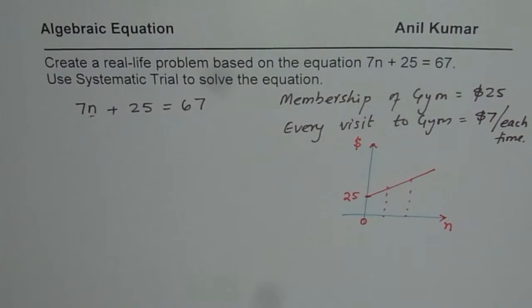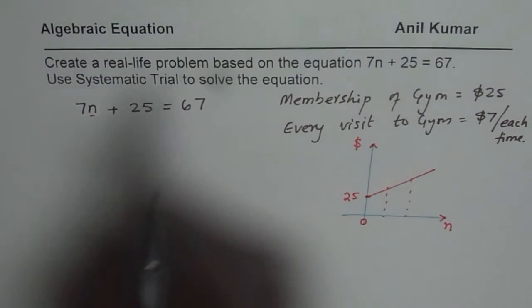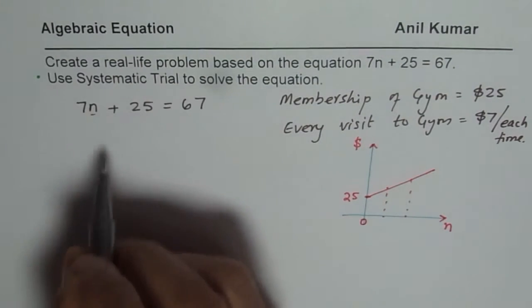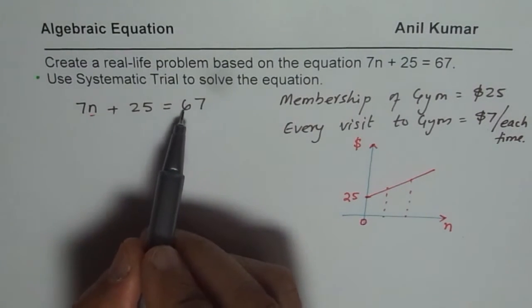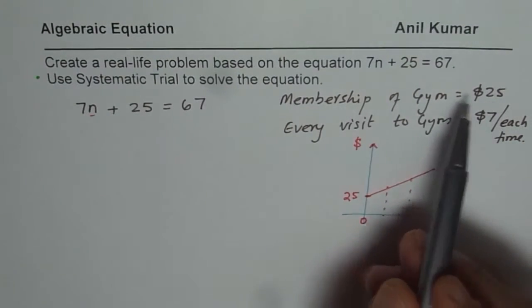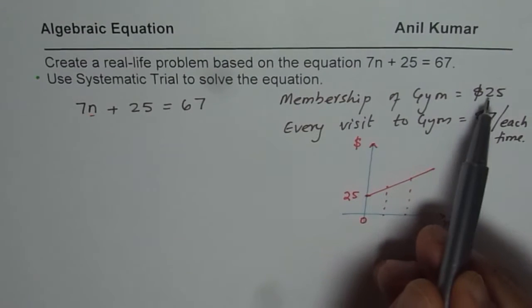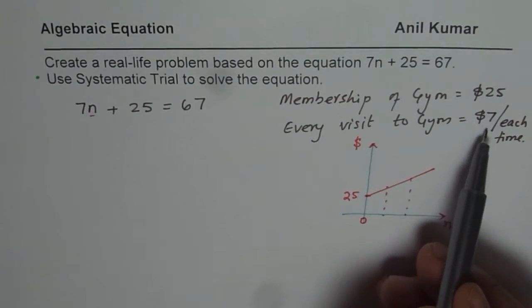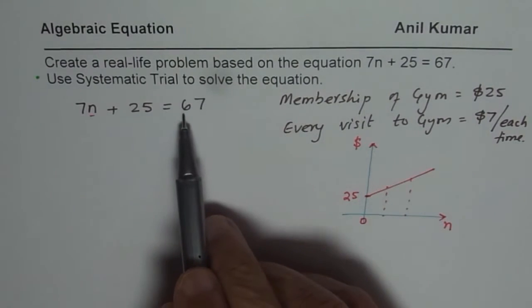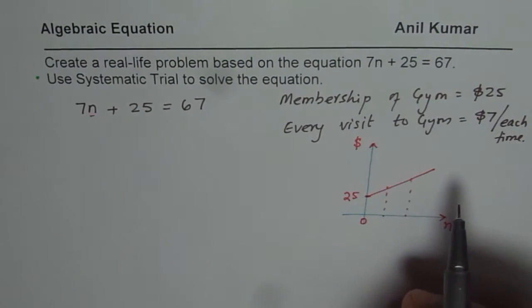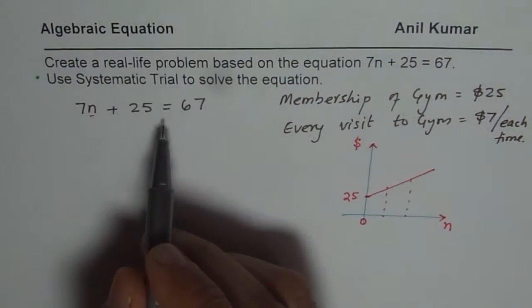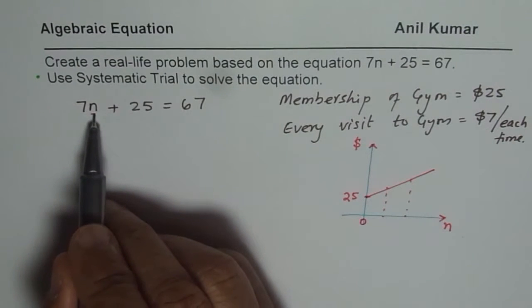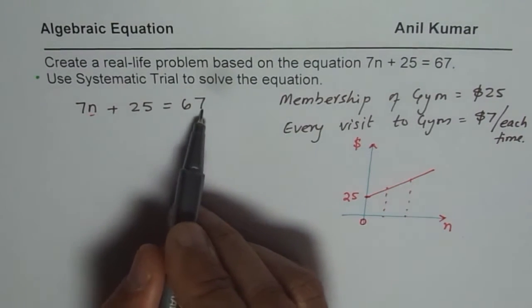Now the second part of this is to use systematic trial to solve the equation. What we have here is that the total cost is 67. Let us say we have this example: the membership of a gym is $25 per month, and every visit is $7. The monthly cost of $67 is what we are looking for. So how do we get the number n so that the total cost is 67?